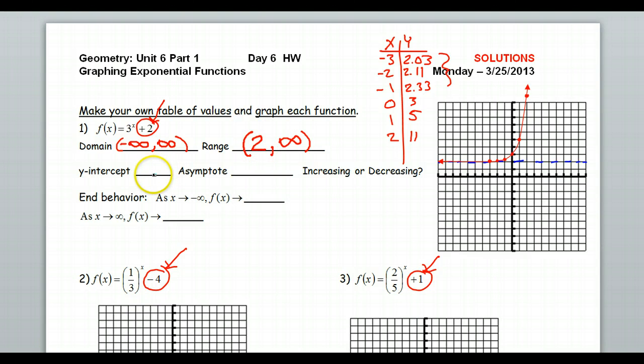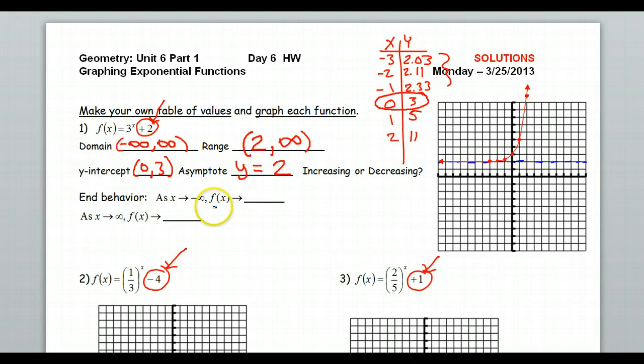Now the y-intercept. You can see that the y-intercept is right here, (0, 3). The y-intercept is always (0, something). It's right there. So (0, 3). The asymptote. This asymptote is a horizontal line. And horizontal lines have the equation y equals a number. In this case, y equals 2, because it's a horizontal line at a y value of 2.